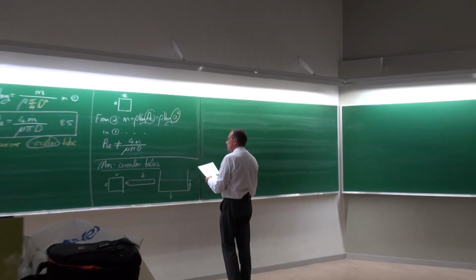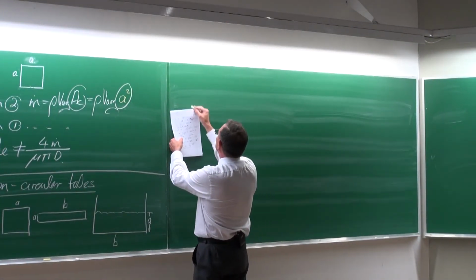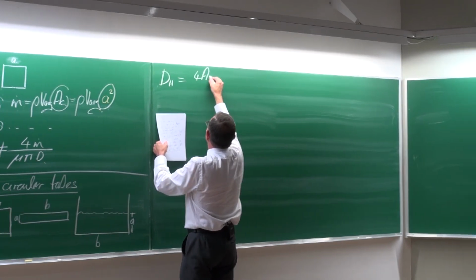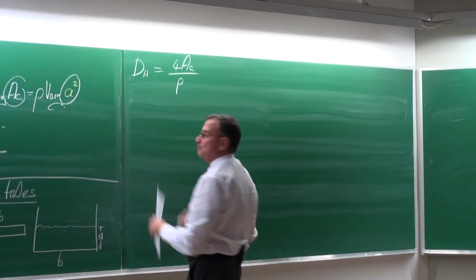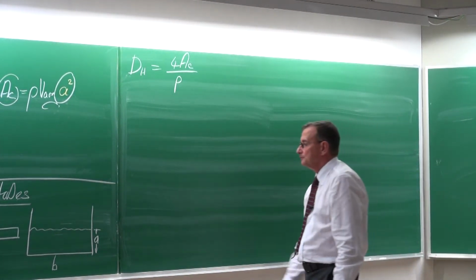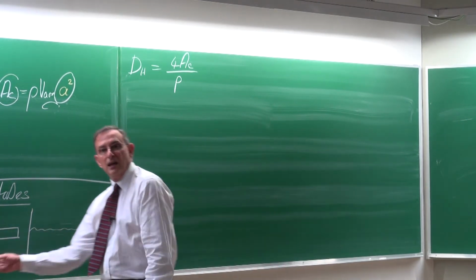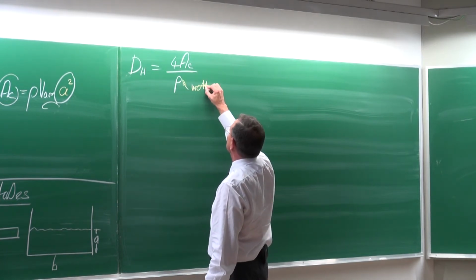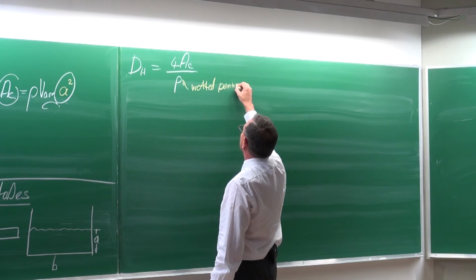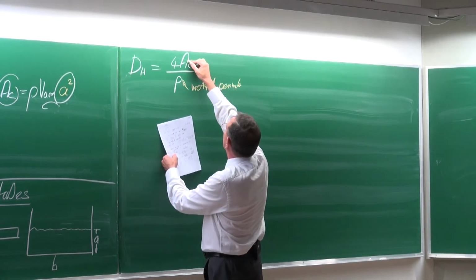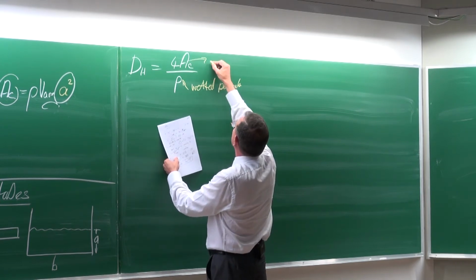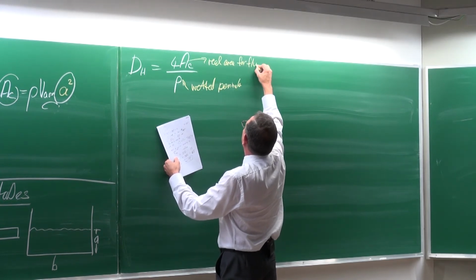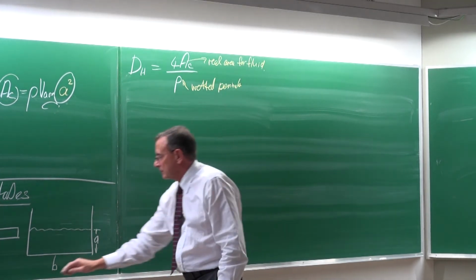Right, so for non-circular tubes, you've already done it in fluid mechanics. We make use of the hydraulic diameter, and the hydraulic diameter is 4 times the cross-sectional area divided by P, the perimeter. However, you have to read very carefully if you see that definition, because that P is the wetted perimeter, and that cross-sectional area is the real area for the fluid.